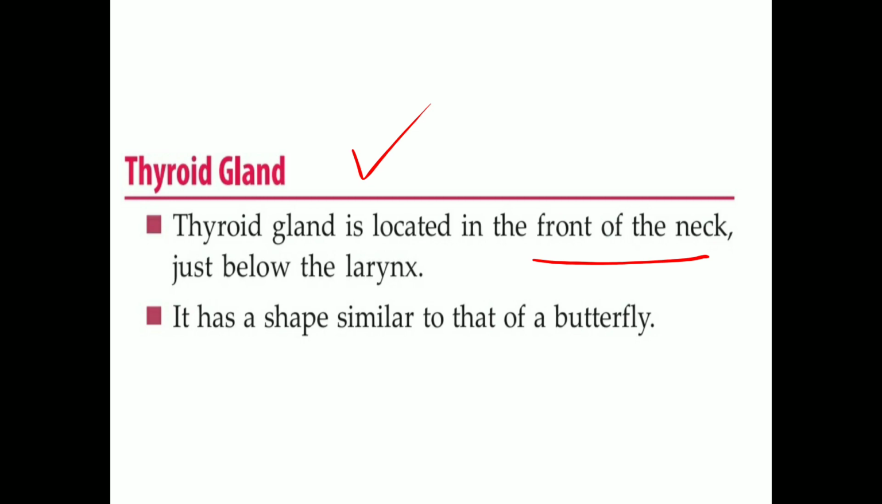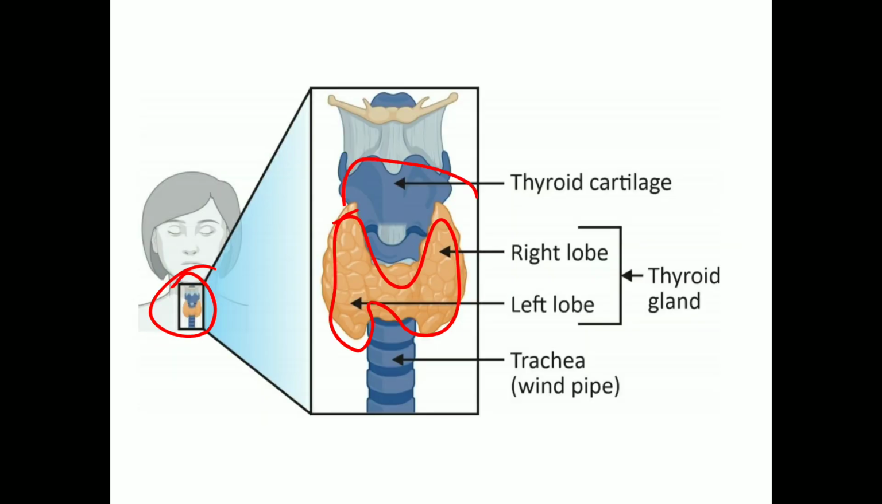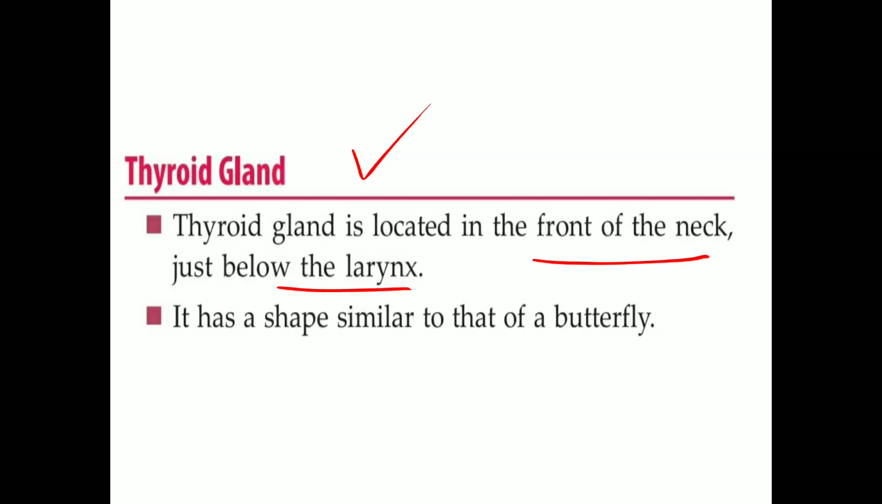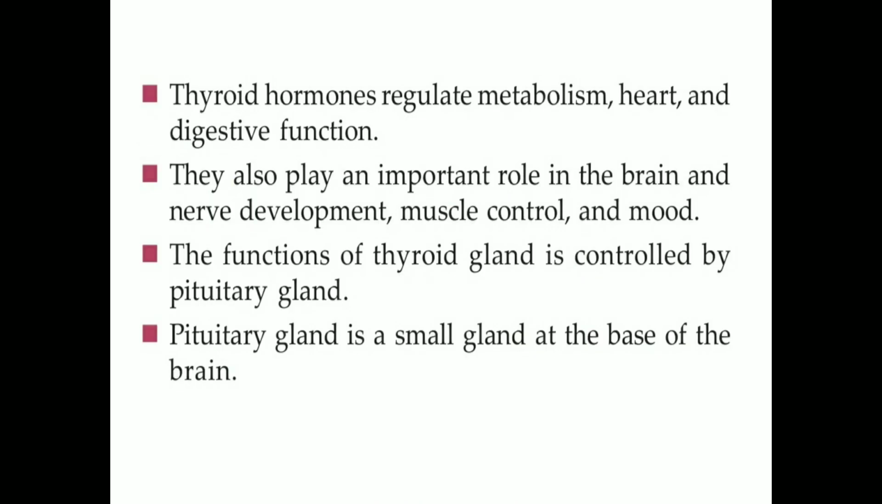It is just below the larynx. This is larynx, just below the larynx, just above the trachea, in front of the neck, and it has a shape similar to that of a butterfly. And thyroid gland regulates the metabolic activities of our body, regulates heart functions and digestive functions, also plays an important role in brain and nerve development, and it controls muscle and regulates mood.